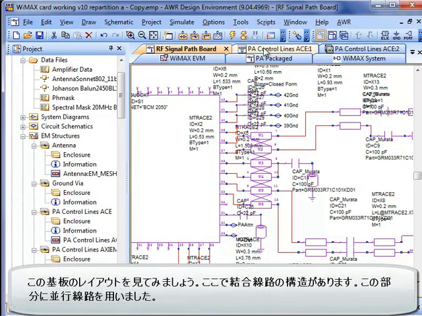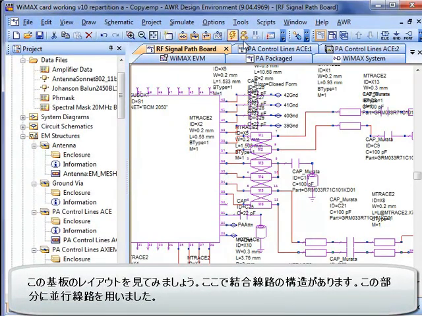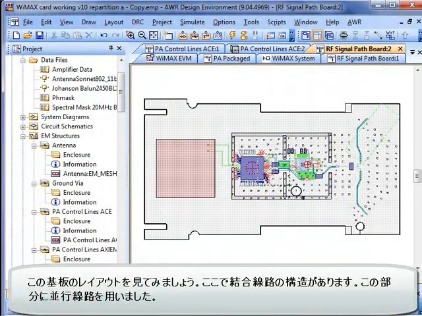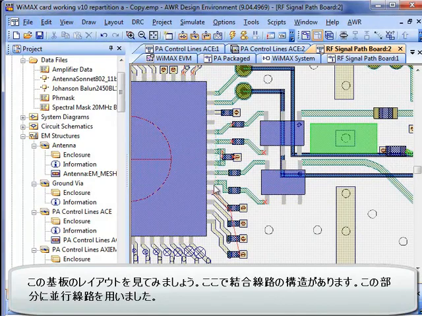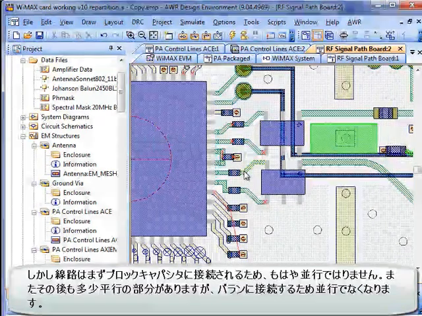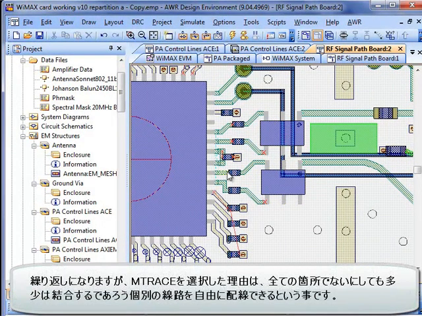So what do I mean by that? Well, if I go and look at the layout for this board, we can see over here that coming off the coupled line structure, I have my parallel lines, but then they aren't parallel anymore because I needed to make room to put in my blocking caps. Then I have 2 more lines that are somewhat parallel over here, but then they diverge to go into the balun. Again, the reason I wanted to use the M-trace lines is because I have the freedom to route each line individually.